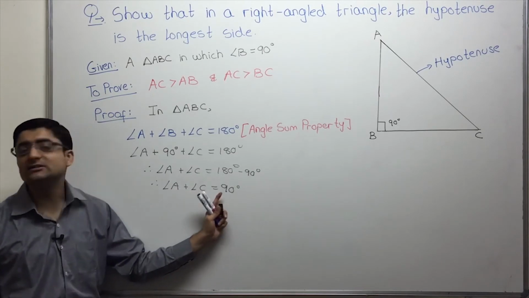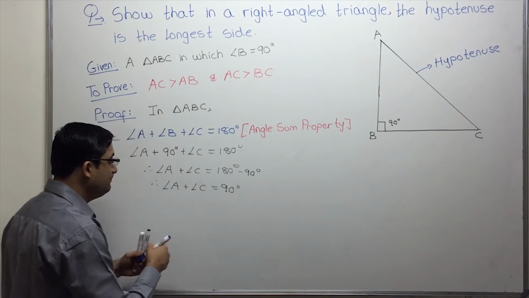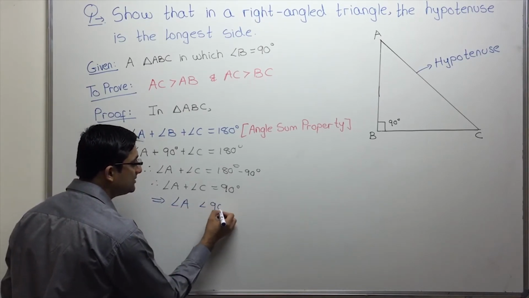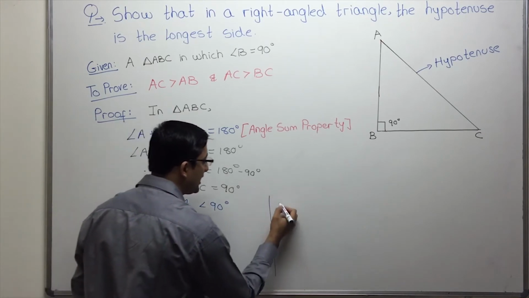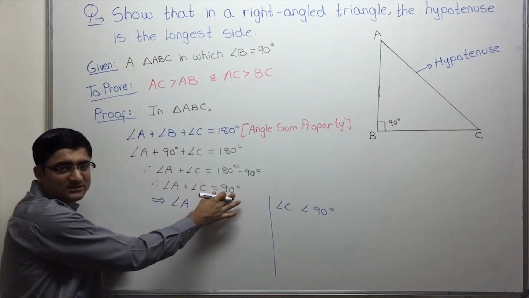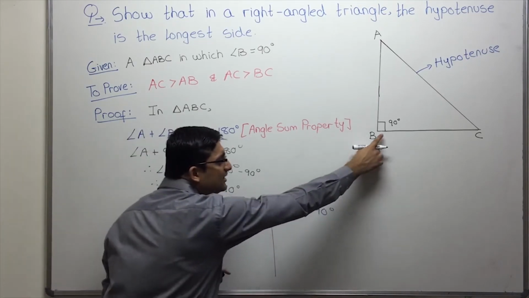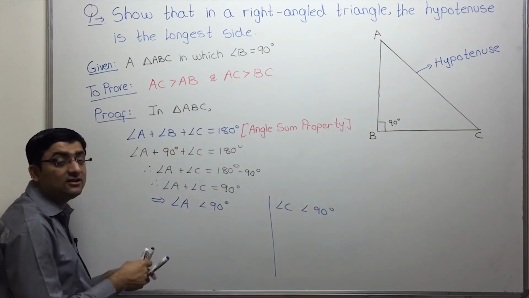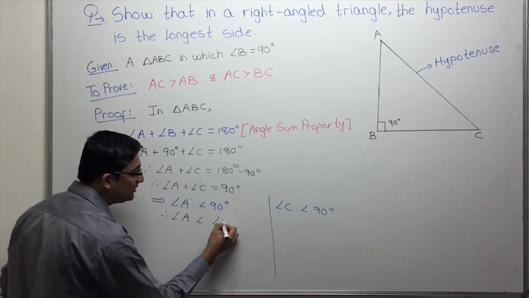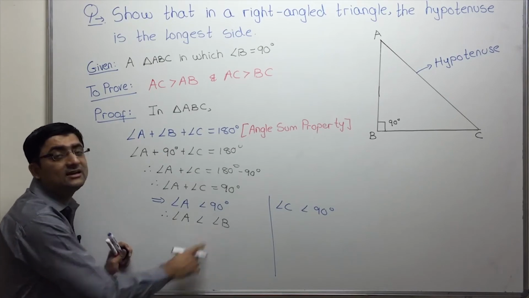So sum of two angles is 90. That means each of the angles is less than 90. So this implies angle A is less than 90 degrees. Similarly, angle C is less than 90 degrees. I repeat, sum of two angles is 90, that means each of them is less than 90. Now what is 90 degrees? Angle B is 90 degrees. So I can replace 90 degrees over here by angle B. Therefore, angle A is less than angle B. Why? Angle B is 90 degrees.